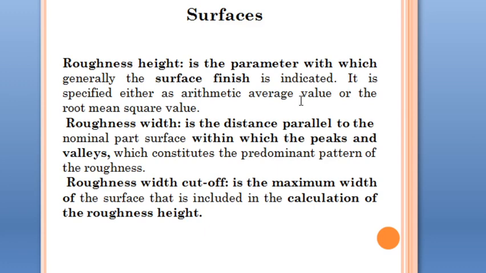The height of the roughness is the parameter with which the surface finish is generally indicated. It is specified either as the arithmetic average, indicated as the Ra value, or arithmetic mean. Also it is represented as an RMS value. The width of the roughness is the distance parallel to the nominal part surface within which the peaks and valleys occur. Roughness width cutoff is the maximum width of the surface included in the calculation of the roughness height. For measuring the roughness height, the width cutoff is taken.